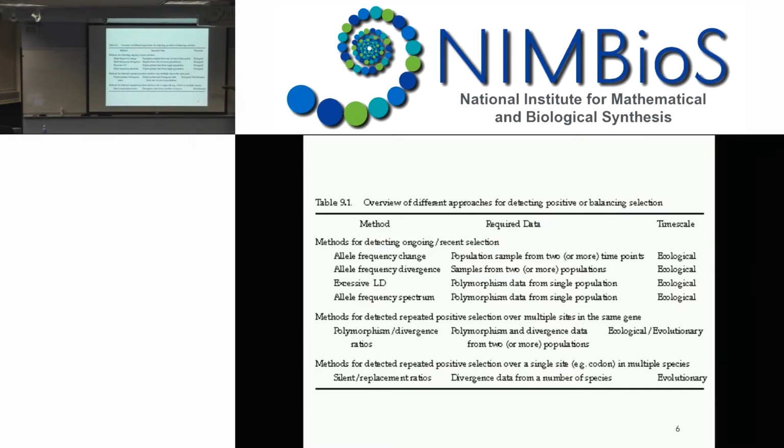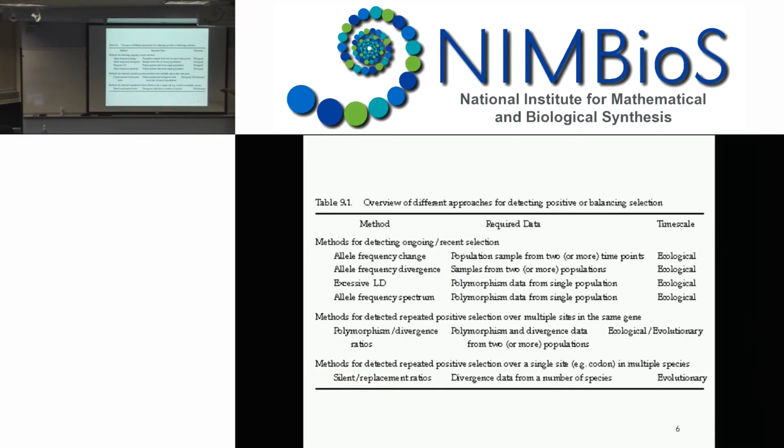So these require special data. They require basically data from 2 time points. The longer the time point, the more the power, because with weak selection, just 2 generations isn't enough. Multiple population samples, so these are things like the McDonald-Kreitman test, these are things like the Fisher-Ford test. You can look at excessive LD, polymorphism data. There's a huge number of tests here.